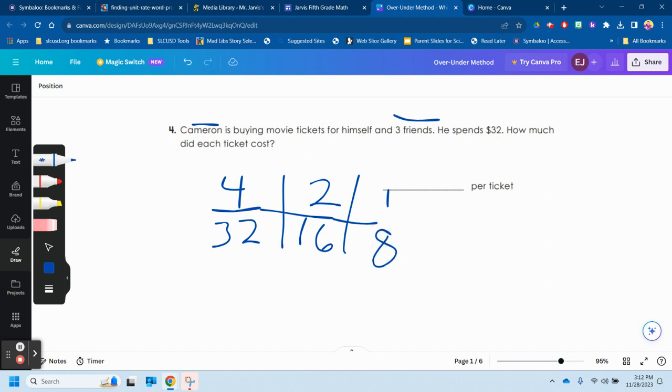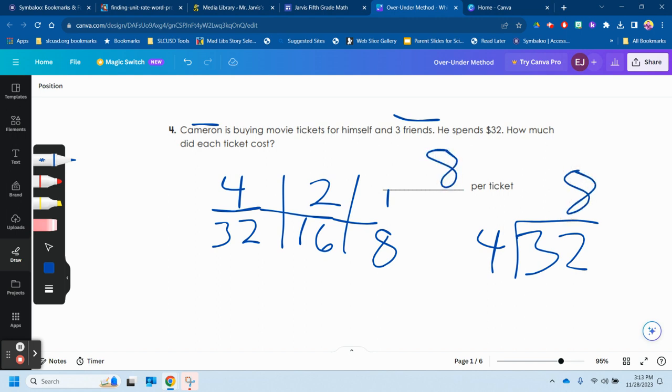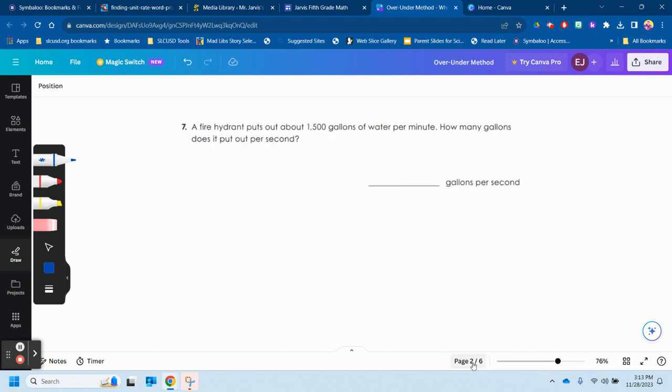I just look at it and think, okay, I've got 32 divided by 4 people. 32 divided by 4, and I know that's 8. So just a couple of ways of doing that. I know people have the methods that they prefer, so either one of those ways works.